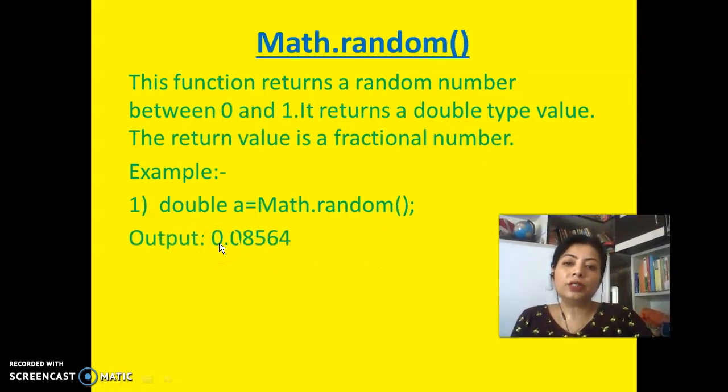Suppose it returns 0.08564. Maybe if you run the program again, it returns some different value, maybe 0.06756, like this. So any number which is between 0 and 1, where 0 and 1 are not included. After 0, that means from 0.00 something, and before 1, like 0.999999, but not 1. 0 and 1 are not included, between 0 and 1.